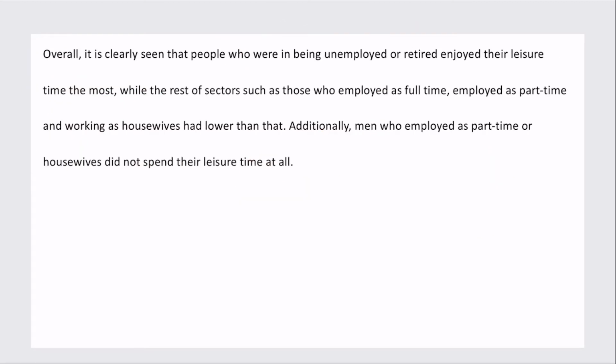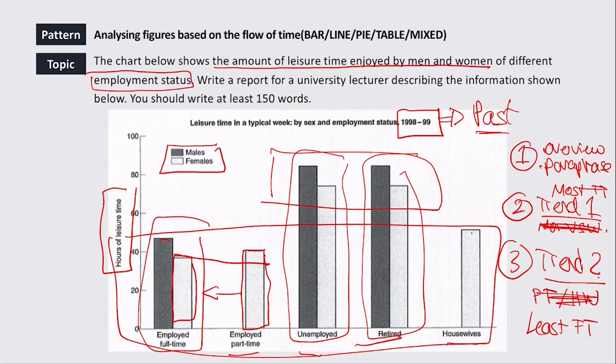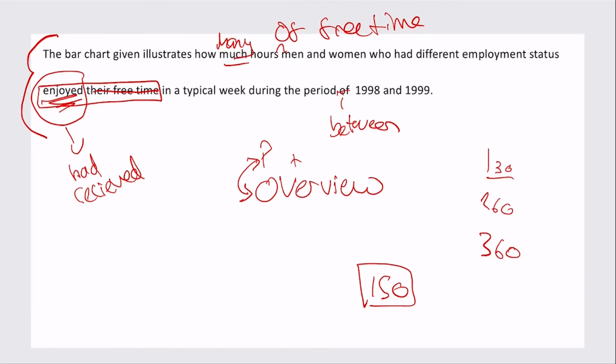So let's take a look at the overview. Overall, it is clearly seen that people who were unemployed or retired enjoyed their leisure time the most, while the rest of the sectors, such as those who were employed full-time, employed part-time, and worked as housewives, had lower than that. Additionally, men who were employed as part-time or housewives did not spend their leisure time at all. Oh yeah, that's true. I suppose that's one way to interpret it. There were just men who worked part-time or men who were house husbands, like didn't have any free time at all. Okay, that's fair enough.